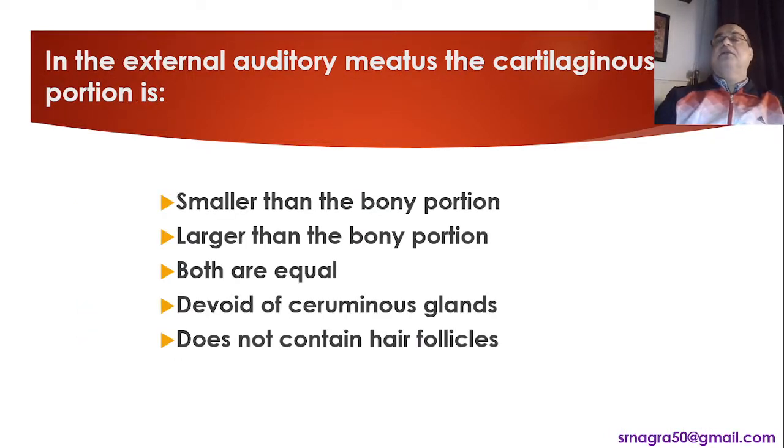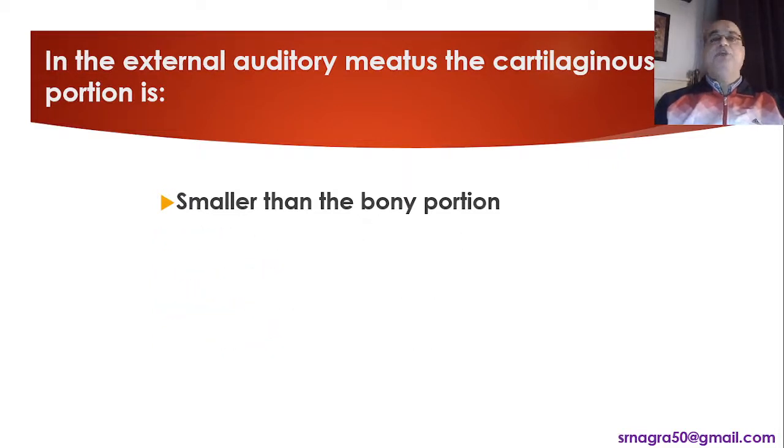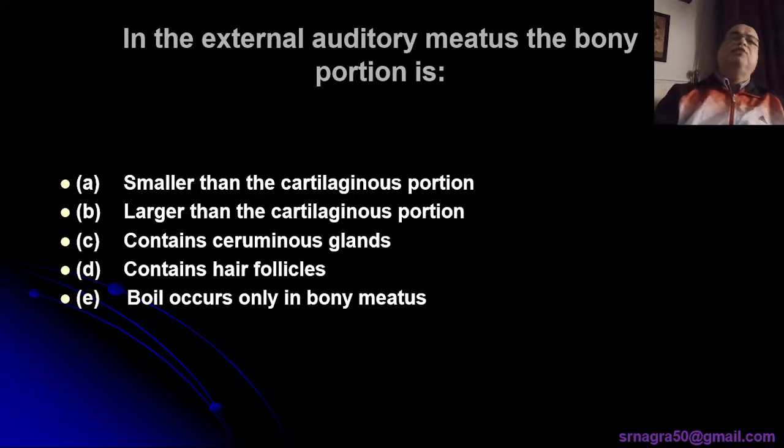And we know that the external auditory canal, it is composed of cartilaginous portion and the bony portion. Cartilaginous portion forms the outer 1/3 of the external auditory canal, and this cartilage is continuous with the cartilage of the pinna. So if total length of the external auditory canal is 24 millimeter or 25 millimeter, 1/3 will be 8 millimeter. So cartilaginous portion is 8 millimeter. So naturally it is smaller than the bony portion. And the reverse question will be that the bony part, it will be larger than the cartilaginous portion.